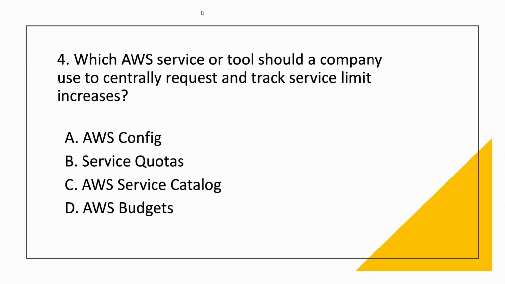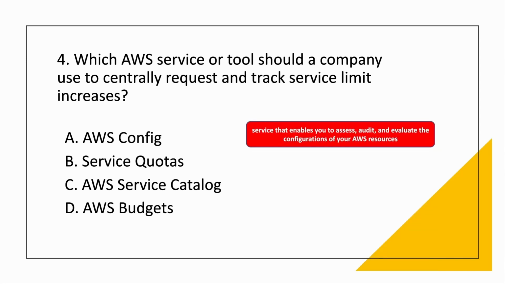Next question. Which AWS service or tool should a company use to centrally request and track service limit increases? Okay, now every service will be having some limit. So before you go to the high bill payments, we really want to see how can you limit the services, right? So what is AWS Config? It is a service that enables you to access, audit, and evaluate the configurations of your AWS resources. Okay.